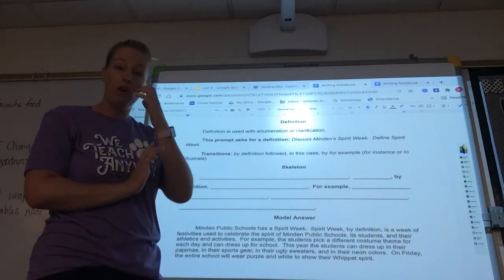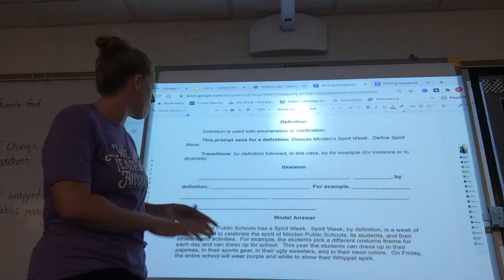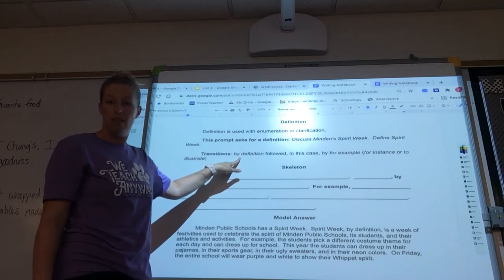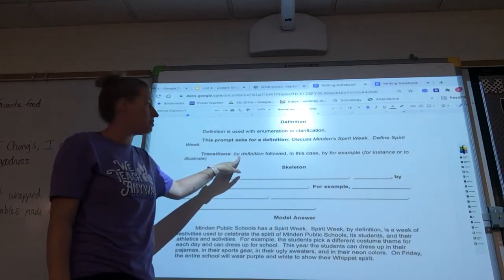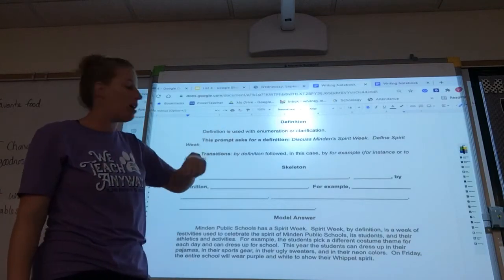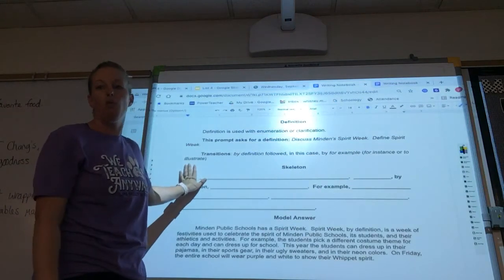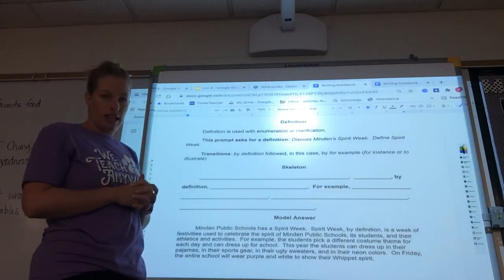The transition words are pretty similar to previous paragraphs here, except we add one. By definition will always be in there. If you are required to write a definition paragraph, you're going to have that transition word. And then, similar to other paragraphs, we will use for example, for instance, or to illustrate for our one example in this case. Let's look at the skeleton.